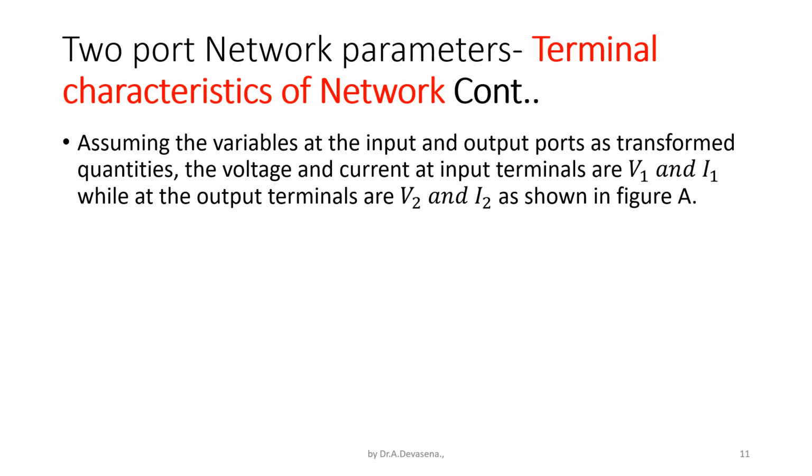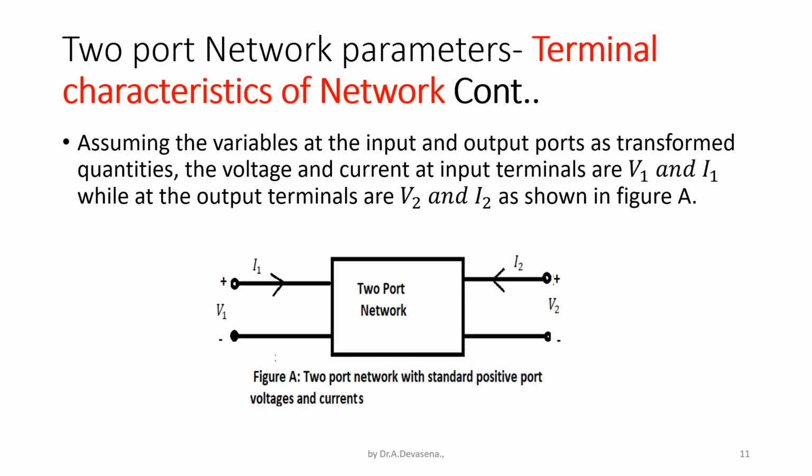The voltage and the current at the input terminals are V1 and I1, while at the output terminals are V2 and I2, as shown in figure A. Now, this is the representation of a two-port network with input port and output port. The input port has the variables V1 and I1, while the output port has the variables V2 and I2. This is indicated here.